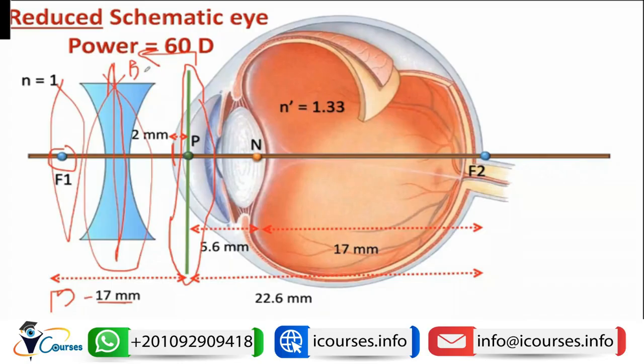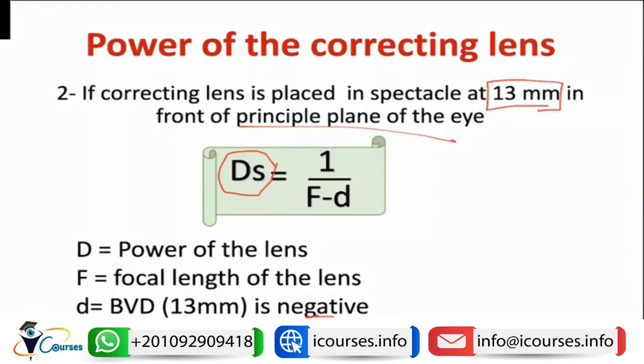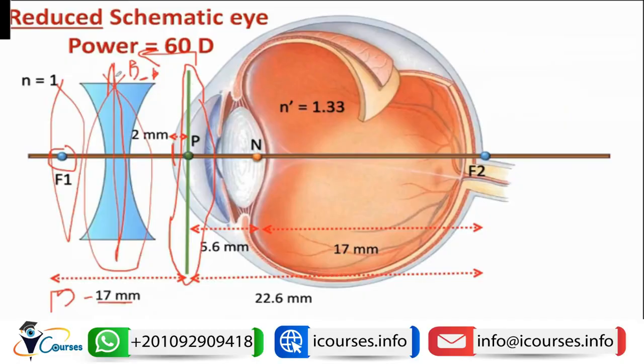Again, the 13 millimeters, or the back vertex distance, will be calculated as a minus value, so it will be minus 13 millimeters. So again, if we put a lens in front of the eye and we want to know the power of this lens, we should calculate it by this formula. The power will be equal to 1 divided by f, which is the focal length of the lens, minus the back vertex distance, which will be 13 millimeters in minus, because we are not putting the lens in the principal plane, but we are putting it in the spectacle plane.